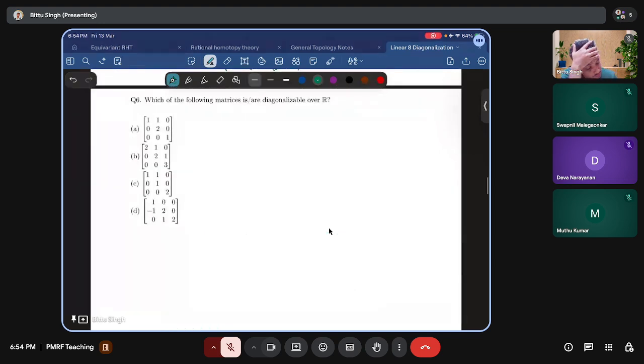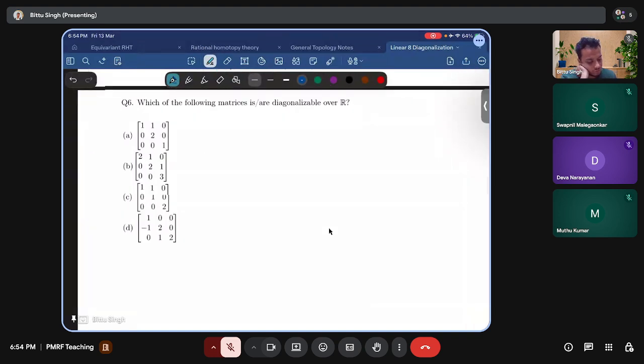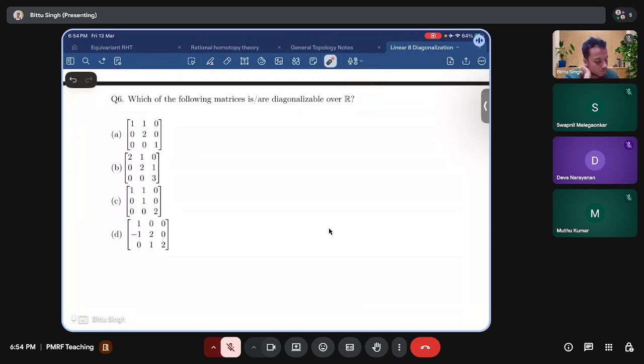Okay. Now the next question. Here we need to check if the matrices are diagonalizable over the real numbers. In this case, note that all those matrices are actually triangular matrices. This one is upper triangular, this is upper, and this is a lower triangular matrix.